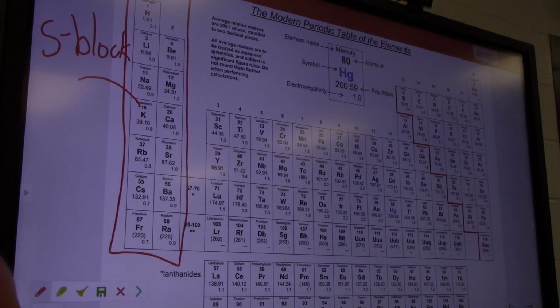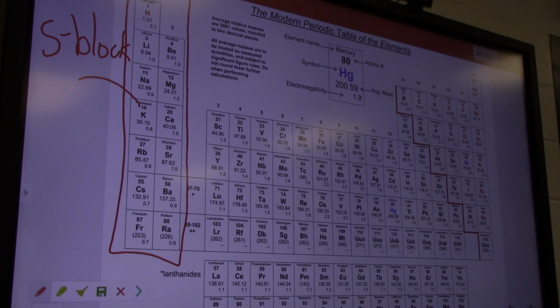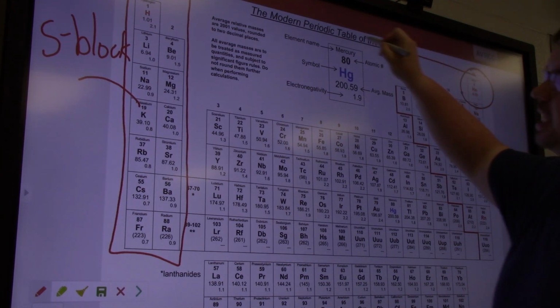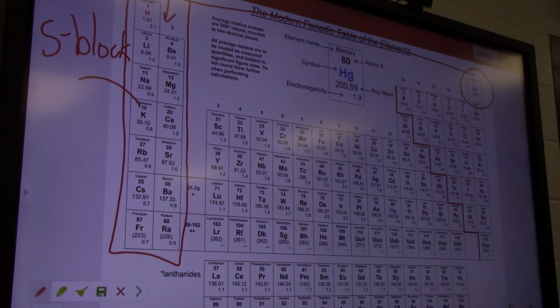Here's the thing I need you to get though. With following this method, there are some exceptions to the rule. Here's the exception. Helium, that's over here by itself, treat it like it sits right here. Helium belongs to the S block. Helium sits by itself because it is a noble gas. That's what the 18th column is. So that's the S block.